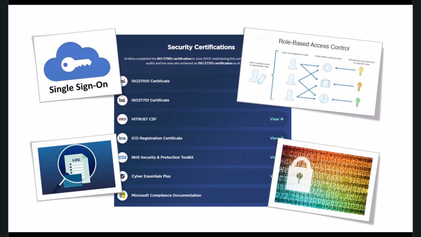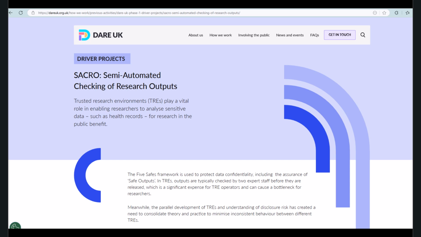Advanced security measures such as role-based access controls, multi-factor authentication, encryption, audit logging, and trusted identity providers, IDPs for SSO, provide a robust framework for secure research collaboration. If you'd like to learn more, head over to aridhia.com for more information. Okay, back to the demo.